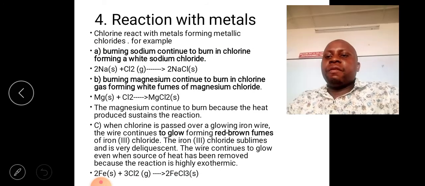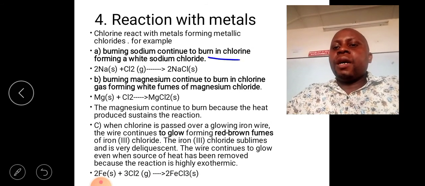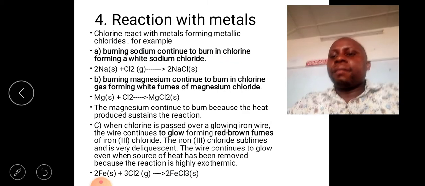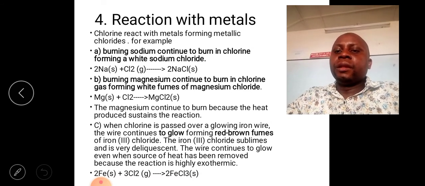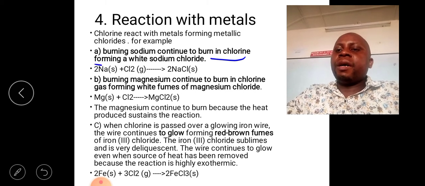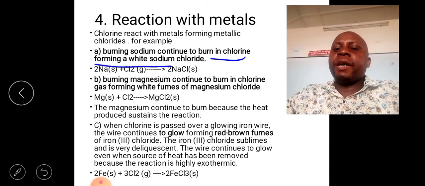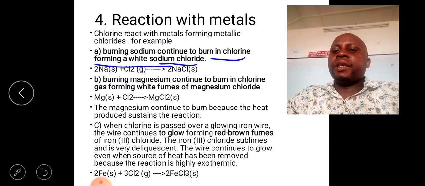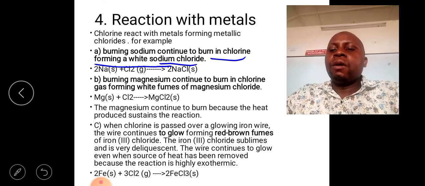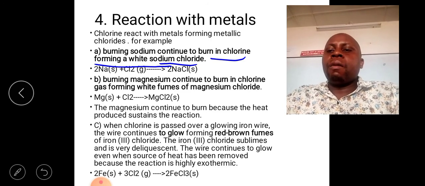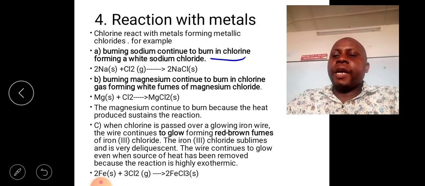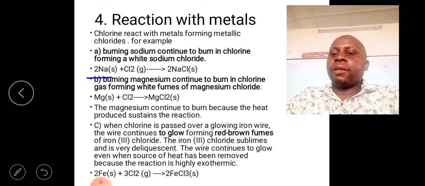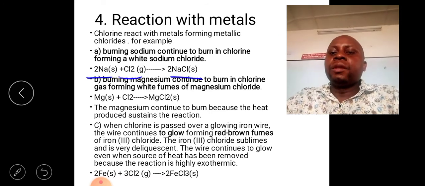So we shall first of all investigate how sodium burns in chlorine. When a piece of burning sodium is lowered into a gas jar containing chlorine gas, it continues burning, hence forming sodium chloride. Sodium chloride is white in color. Therefore, there is production of white fumes of sodium chloride, and this is the equation for the reaction. So sodium will react with chlorine gas, and this forms sodium chloride.